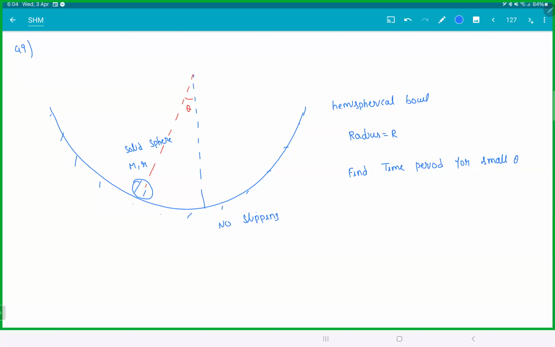Answers? Omega is root of 5g by 7 times (R minus r). Okay, looks right.